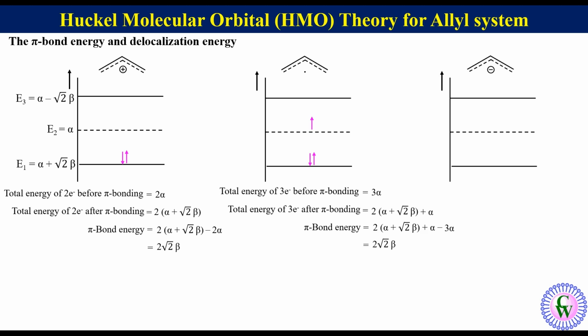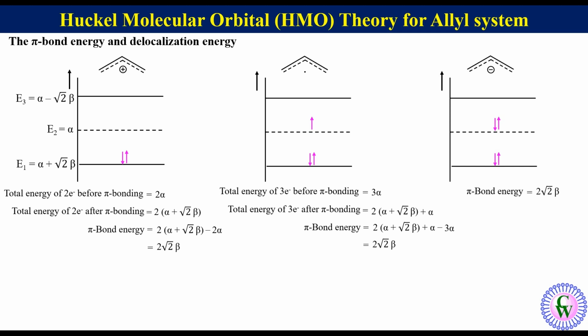In the allyl anion, there are 4 pi electrons, so 2 will stay in E1 and 2 in E2. In this case also, the pi bond energy can be calculated in the same way as for the allyl cation and allyl radical, and it will be equal to 2 into root 2 beta. Thus, we can see that in all three cases, the pi bond energy is 2 into root 2 beta.